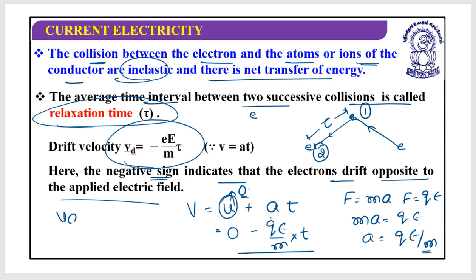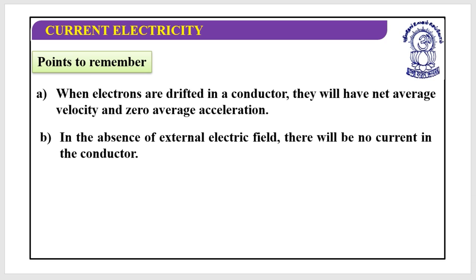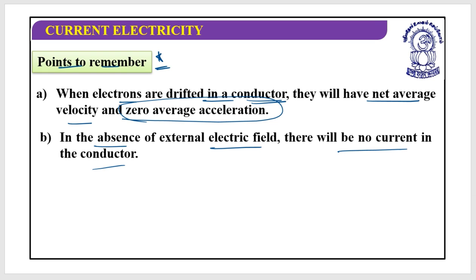Remember this one more time. If V_D is in this direction, then the electric field must be in this direction, and the angle between the two is 180 degrees. So let's summarize; these are the points that need to be remembered, very important. When electrons drift in a conductor, they have a net average velocity and zero average acceleration. In the absence of an external electric field, there will be no current in the conductor, that we know. Is it clear up till now?